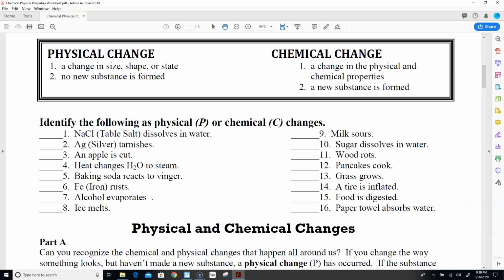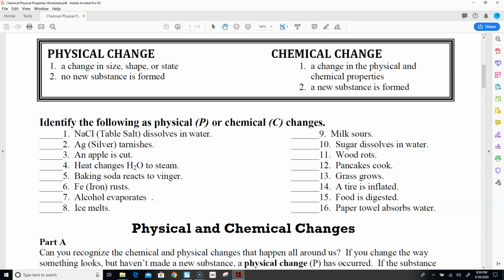That's going to be physical because you're just taking an apple and cutting it in two pieces is still an apple. Heat changing water into steam. That's physical because once again, steam is just water that's been evaporated. If you cool it down, that water recondenses.